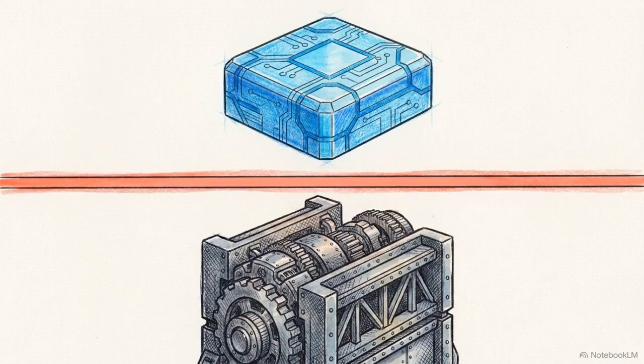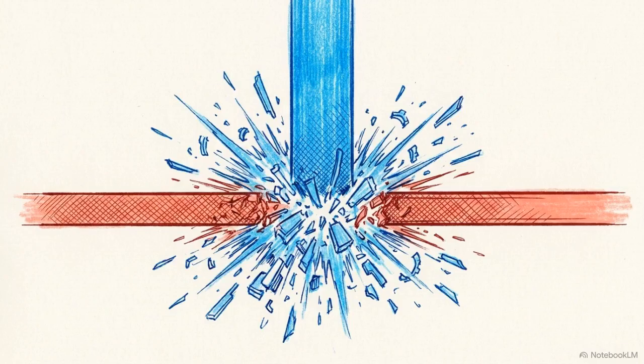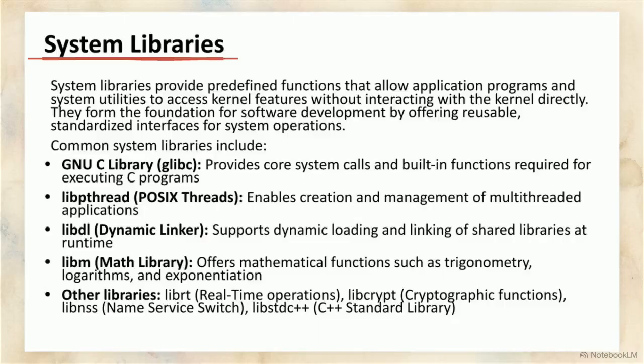This leaves a logistical problem. If unprivileged user applications are safely isolated above the red line, how do they actually instruct the physical hardware to do anything? The answer lies in system libraries. As outlined in this list, they act as mandatory, standardized translators between user software and kernel mechanics.